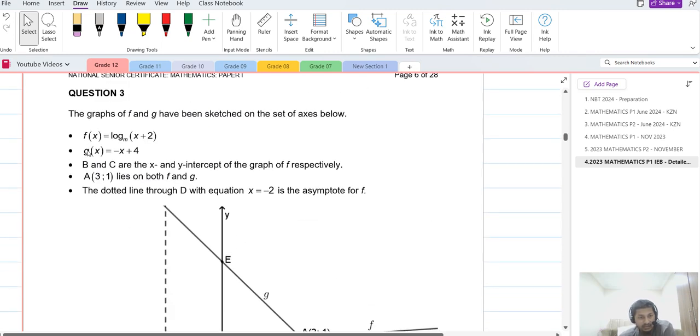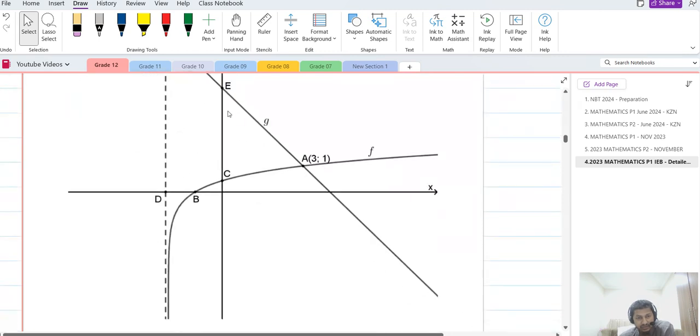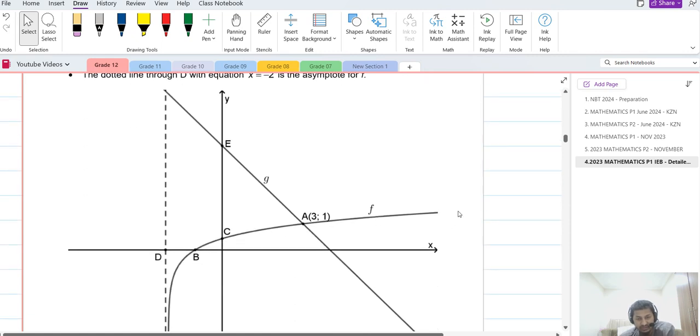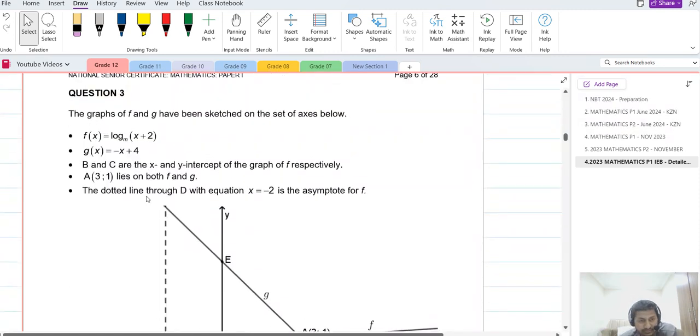Then g of x is -x plus 4. That's the graph of g of x. There's no asymptote for g of x, so the g graph can go through the asymptote. B and c are the x and y intercepts of the graph of f respectively. B and c of the log graph, right? We can see there's a point on the log graph, so we can substitute that into the log function and find the value of m.